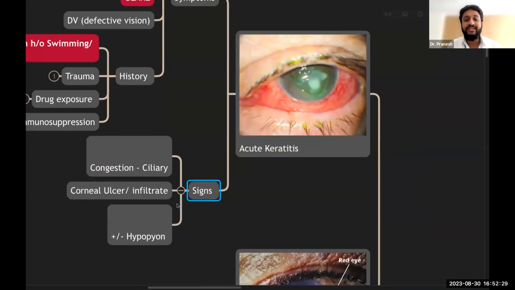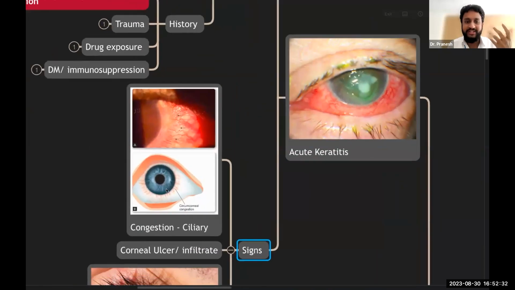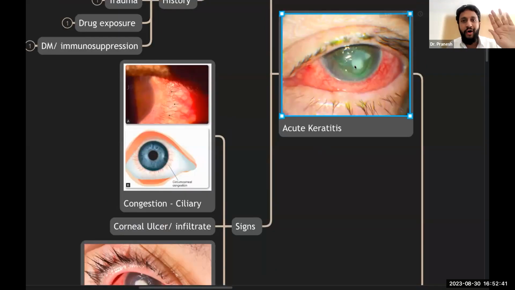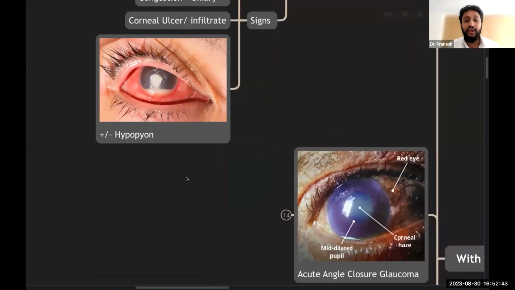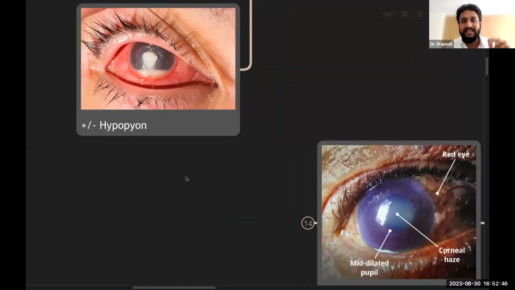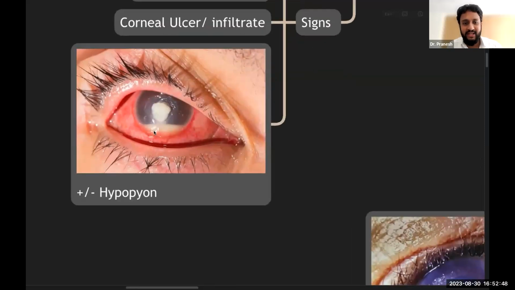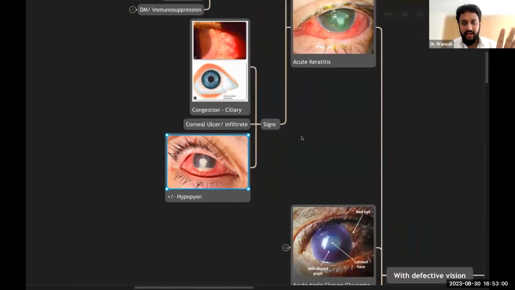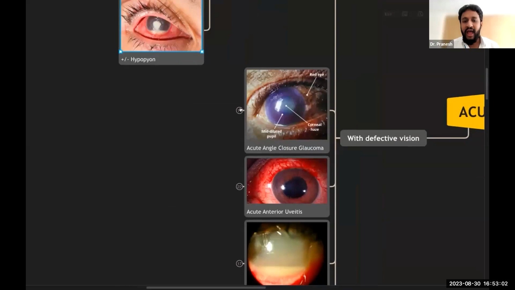What are the signs you will see in acute keratitis? You will see congestion. You will see this redness. That's important. It's obvious. You will see a corneal ulcer. You will see something white here, on the cornea. So it's a corneal ulcer. And you may see a hypopyon. What is hypopyon? It is pus in the anterior chamber. You see this? You can see an ulcer, and you can see a meniscus, a semi-circle collection of pus in the anterior chamber. All right. So far clear? This is acute keratitis.